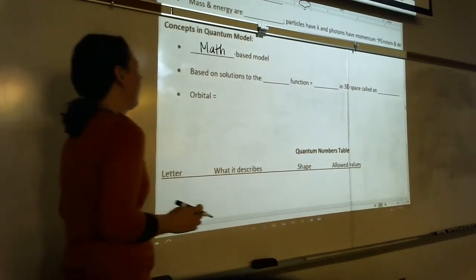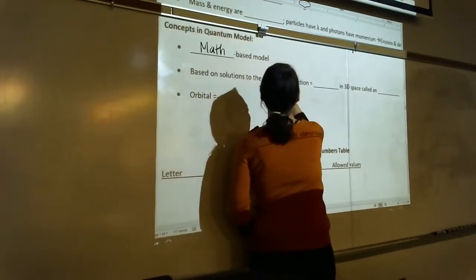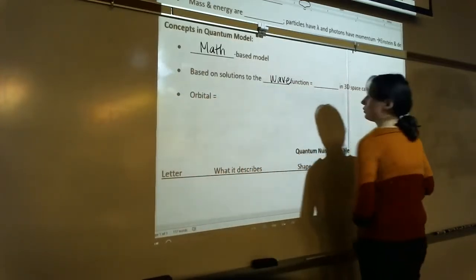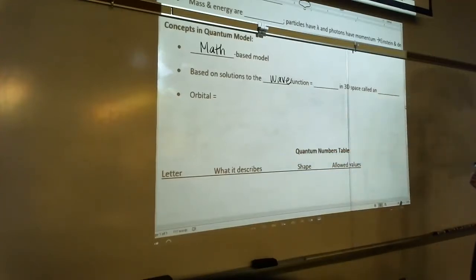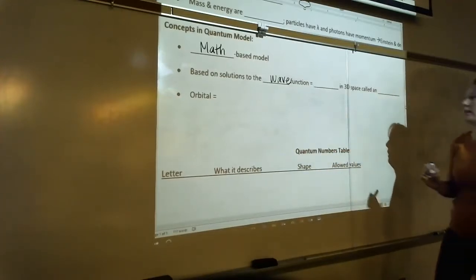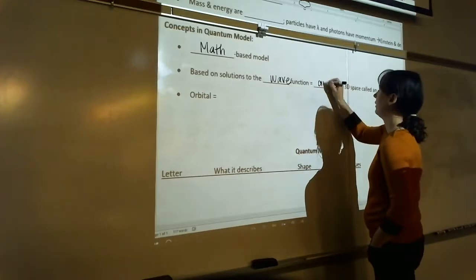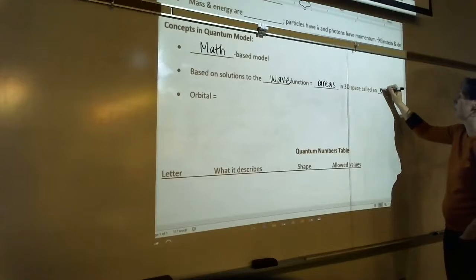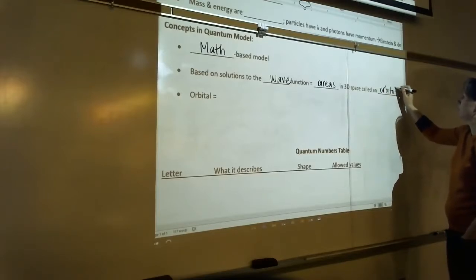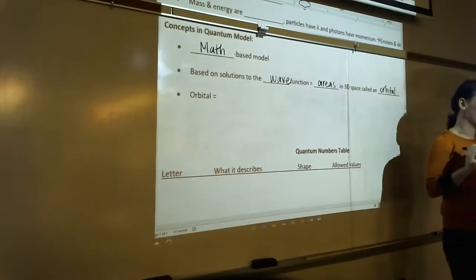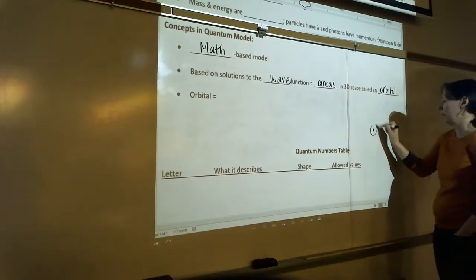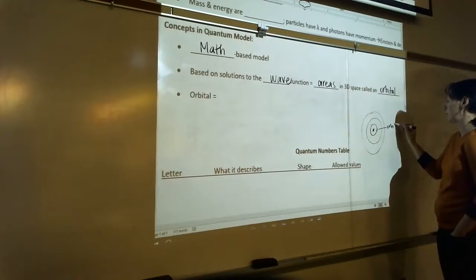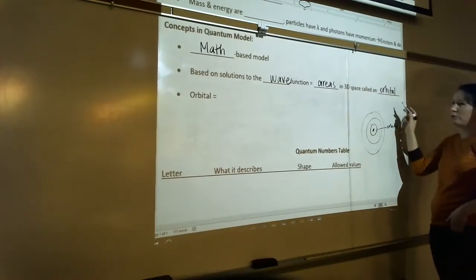The quantum mechanical model is based on solutions to the wave function. Okay? Wave function is one word. Those solutions give us an area in 3D space called an orbital. So we're stealing some terminology from the Bohr model, right? In the Bohr model, we called all of these orbitals. Yes, well, we're using that same terminology here.